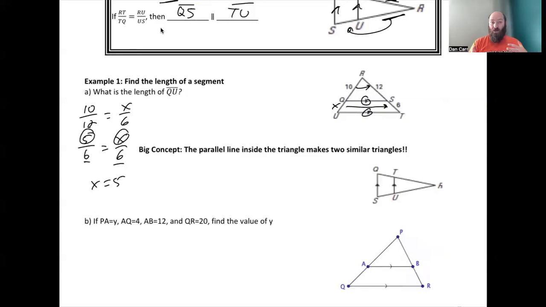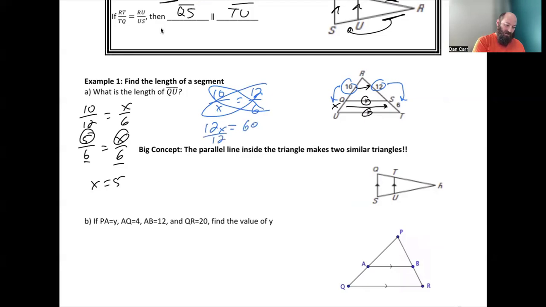Now, I just want to show this isn't the only way I could have set it up. I could have done something like this: 10 over X equals 12 over 6. This one I'll cross multiply just to show it. If I cross multiply, I get 12x is equal to 6 times 10, which is 60. Divide by 12, and I get x equals 5. Same thing. So it does not matter as long as you're doing consistent things.